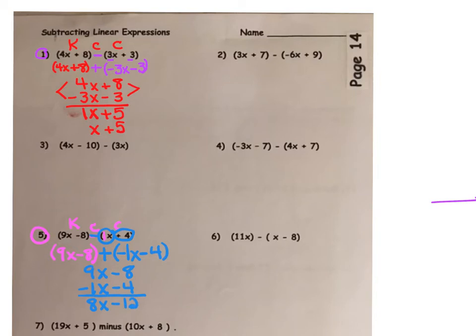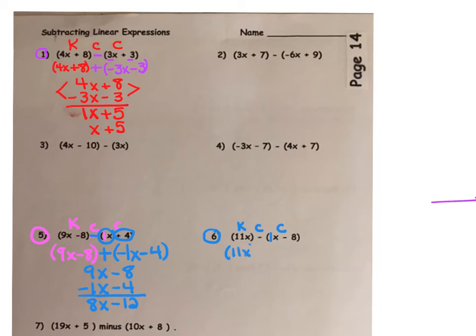Let's look at another problem together, like number 6. We have 11x minus the quantity 1x minus 8. Please put a 1 in front of that x. We need to keep, change, change, and rewrite this as addition.